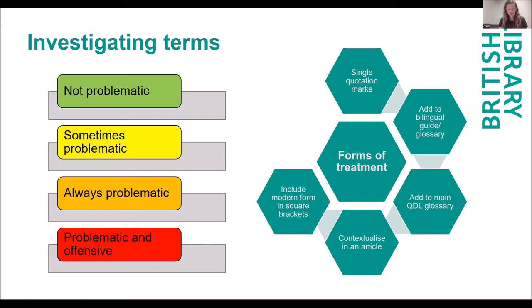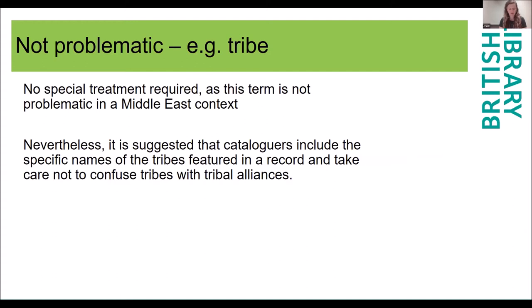So we're just going to go through an example for each category to give you an idea of the breadth of terms and the forms of treatment applied. So first, there are terms that we've judged to be not problematic, such as tribe. This term has been flagged in other studies as problematic because of how it can imply that a society is primitive or pre-modern. But from our research, we could see that this was not the case in a Middle East context, because tribe is generally used as the equivalent of the Arabic term kabila. So there was no need for catalogers to treat this term any differently. But we did advise catalogers not to overgeneralize and to use the specific name of the tribe concerned where possible.